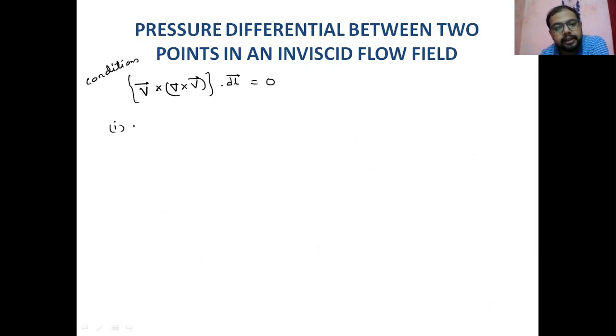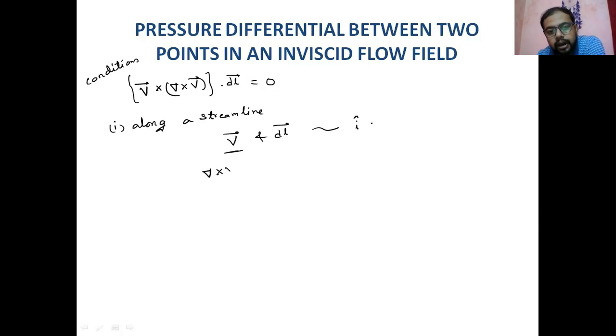So first condition, we are taking along a streamline. So V vector and dl vector both let you take along the I direction. So V is I. So curl of velocity vector will be perpendicular to I, maybe J or maybe K.